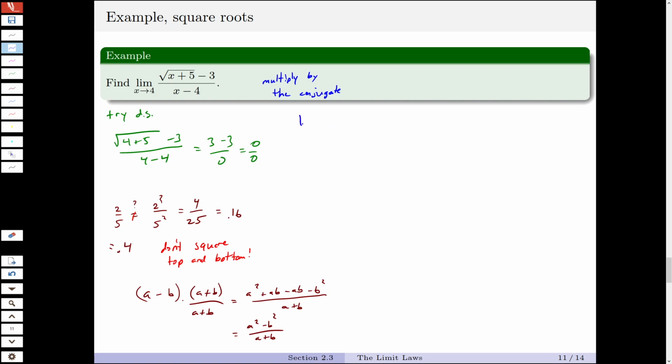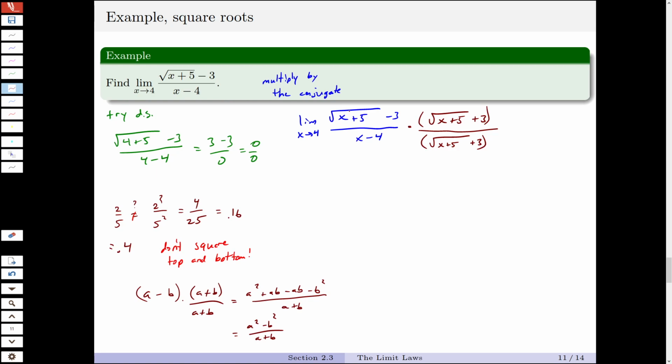Okay, so if I start with the limit as x approaches 4 of the square root of x plus 5 minus 3 all over x minus 4, I'm going to multiply by the square root of x plus 5 plus 3 over the square root of x plus 5 plus 3. And my goal is that I'm going to get rid of the square root in the numerator.